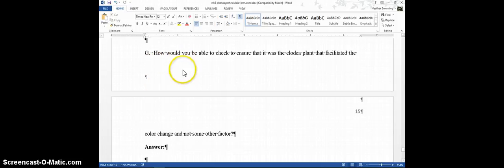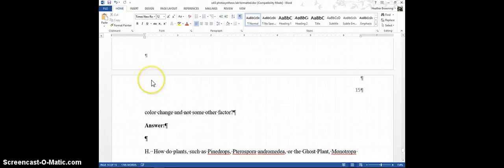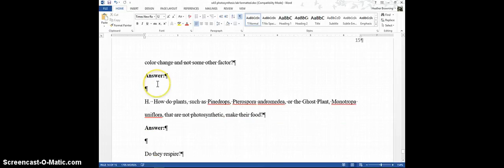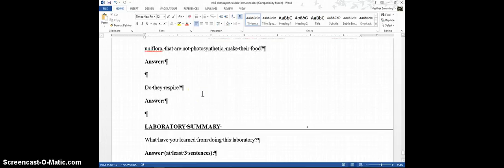Sometimes it's fun. How would you be able to check to ensure that it was the plant that facilitated the color change and not some other factor? So could you take the plant out? Could you do something else? What could you do? So then there's other plants such as pine drops, Andromeda, ghost plants, that are not photosynthetic. So I might Google them to see how they make their food if you just don't know.